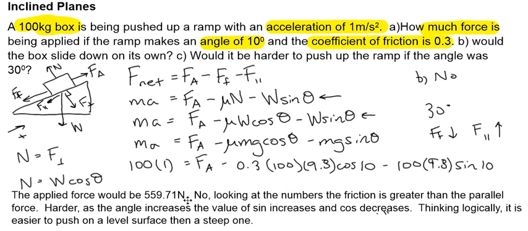Applied force 559.71. Look at the numbers. Friction is greater than the parallel force, so it won't move, and it is harder as the angle increases, the value of sine increases, and cos decreases. And of course, we have the coefficient of friction here. Thinking logically, it's easier to push up on a level surface than it is on a steep one. So that's where this comes into play. The steeper it gets, the harder it gets.